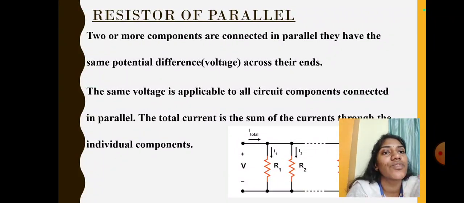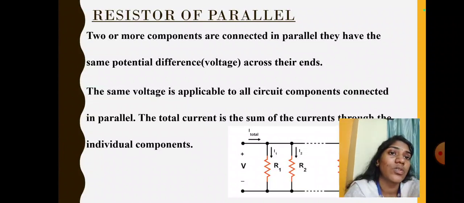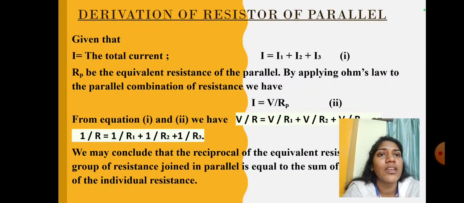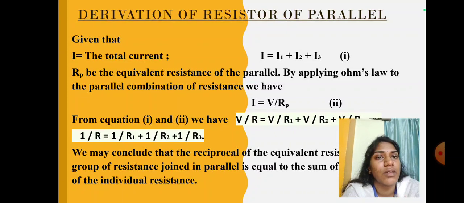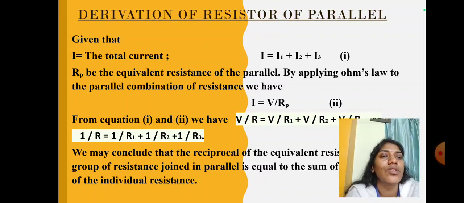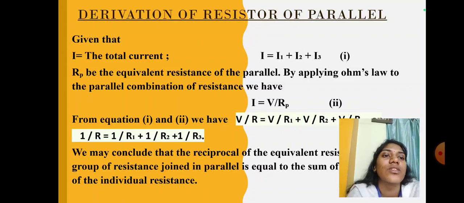To find the total current passing through the whole circuit, or the equivalent resistance of the whole circuit, what is RP? That is the resistance of the circuit when connected in parallel. We know different amounts of current pass through different resistors in a parallel circuit. So I is equal to I1 plus I2 plus I3, and RP is the resistance of the parallel circuit. By Ohm's law V is equal to IR, so I is equal to V by RP. Substituting the values of I in equation 1, we get V by RP is equal to V by R1 plus V by R2 plus V by R3.